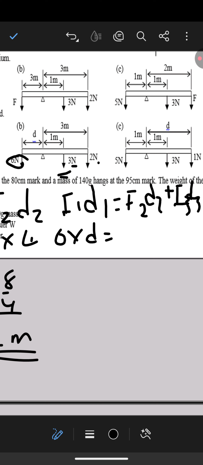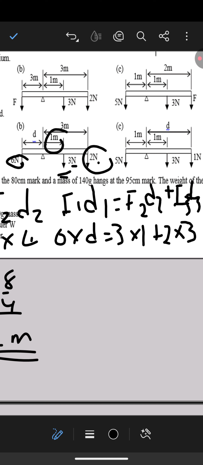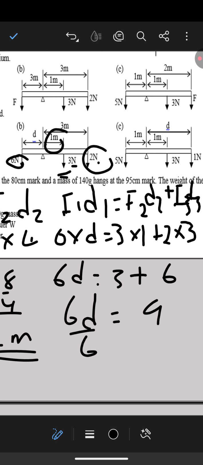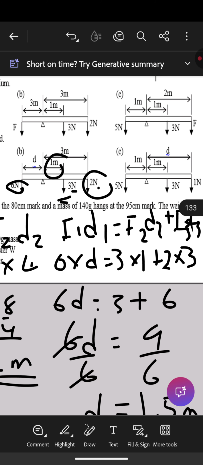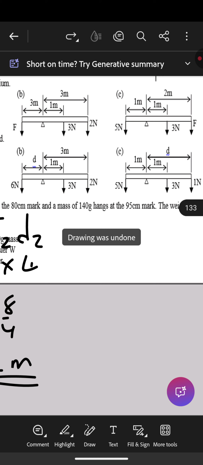F2, we can take 3, times D2, 1, plus F3 is 2, times D3, it's 3. So 6 times D, 6D, equals 3 times 1, 3, plus 2 times 3, 6. So 6D equals 3 plus 6, 9. We can divide by 6, by 6, this and this goes, D is equal to 9 over 6. When you do 9 divided by 6, it will give you 1.5 something meters. It's the same for all these.